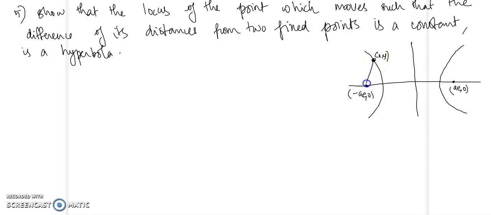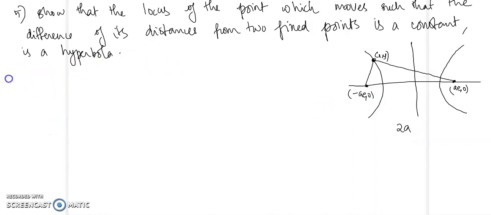So let me call it the point (x, y). Now we need to show that the locus of the point which moves such that the difference of its distances from two fixed points is constant. So we need to show that the locus of all points (x, y) such that the difference of the distances from (x, y) to (ae, 0) and (x, y) to (minus ae, 0) is equal to a constant will form a hyperbola. So these are the two fixed points, and let us take the fixed distance to be 2a.